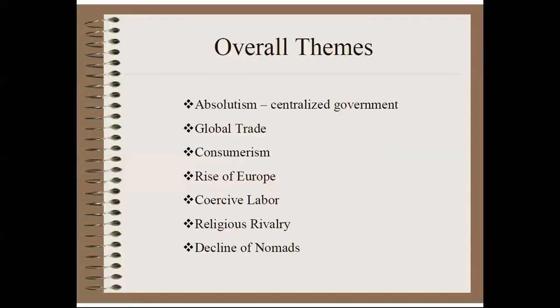The overall themes during this unit are the rise of absolute monarchies and centralized governments in Western Europe. You'll see the expansion of global trade, the birth of consumerism, the beginning of the Industrial Revolution at the very end of the unit, and the Commercial Revolution, the rise of Europe as the major force of labor, the expansion of African slavery, religious rivalry, the Protestant Reformation, and the decline of nomads.